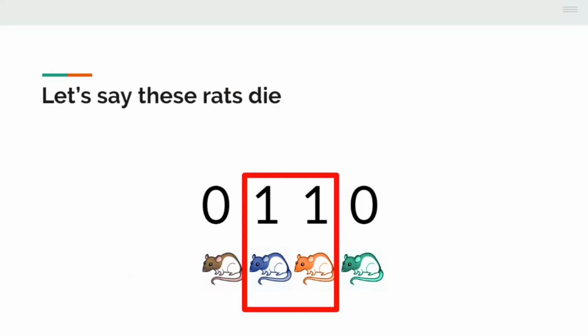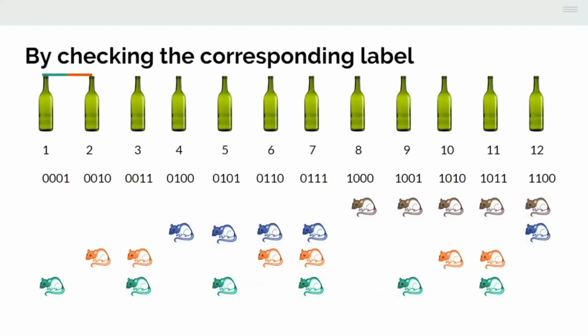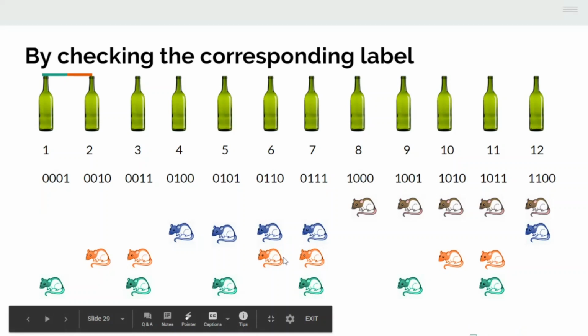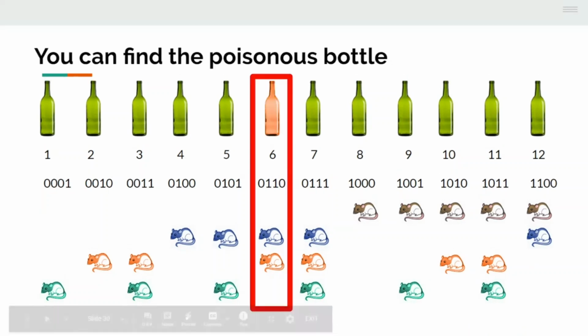Let's say the blue and the orange red die. So how would you figure out which bottle is poison? Well, we just have to check our table of which reds drink which bottle. Blue and orange reds drink the 6th bottle. So the 6th bottle has the poison.